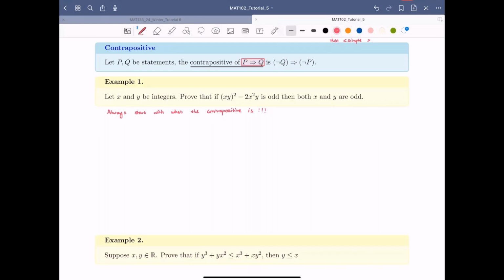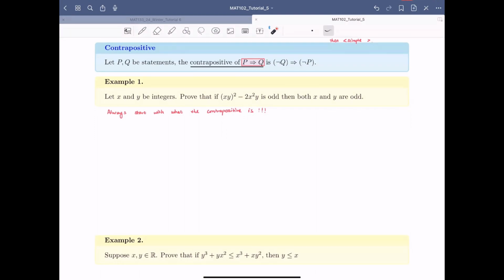Because if, let's say, you don't know how to prove it, or your proof is completely wrong, just having the correct contrapositive will give you a mark. If this question is out of 4, then having a correct contrapositive will be 1 mark. So you want to make sure you get this 1 mark.